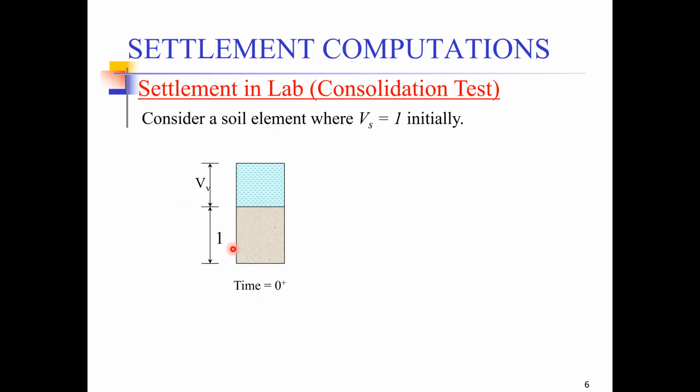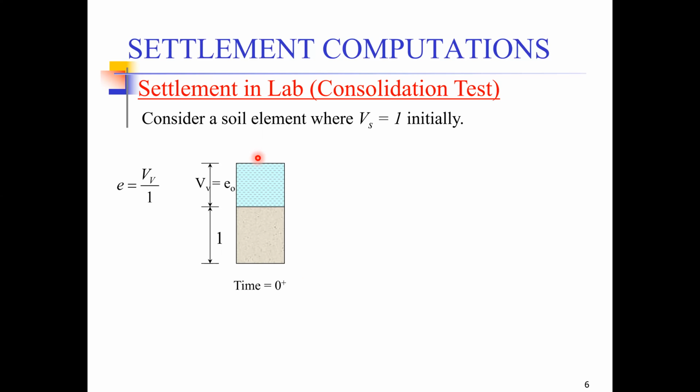So void ratio by definition is volume of voids divided by volume of soil solids. So I can write void ratio as VV over 1, or I can write that VV equals e naught. From this basic definition, I can write VV equals e naught, or the initial void ratio. So this was the initial condition at time 0. What will happen a long time after application of the load?